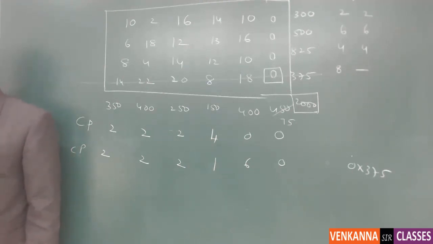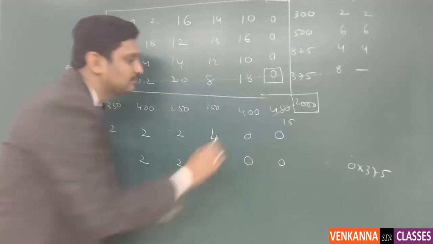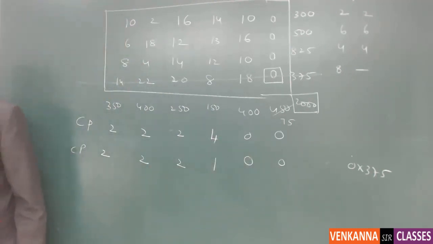So while calculating the penalties, here it will be 0, right? Accepted now? Now, which row are we going to take? Row number 2, where the penalty value is 6.